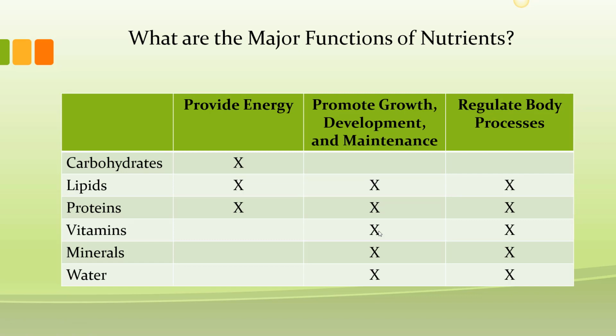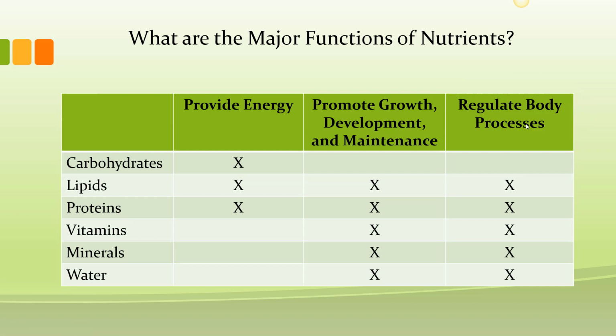So if you look at the major functions of nutrients, nutrients can be assigned to 3 major functional categories. Those that primarily provide us with energy to meet the energy needs of the organism, such as kilocalories. And then the second one is to promote growth, development, and maintenance of the organism. The third major function acts to keep our body functions running smoothly.